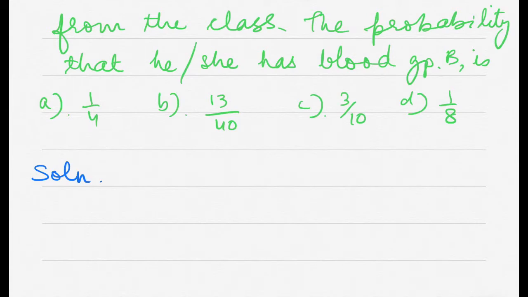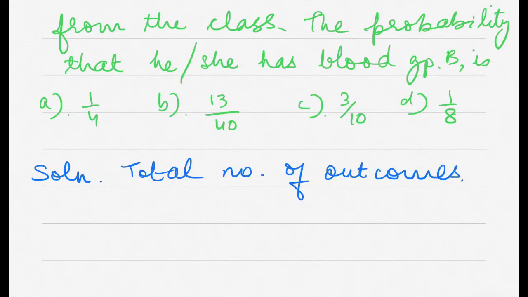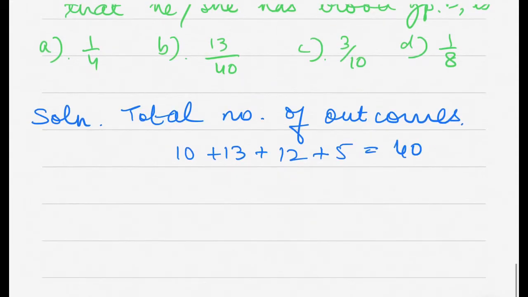Blood groups are given, right? So total number of outcomes I have to find out first. Because they have not given directly, I have to add all of those, right? So 10 plus 13 plus 12 plus 5. So how much does it come out? 15, 25 and 30 and 40. So this comes out to be 40.